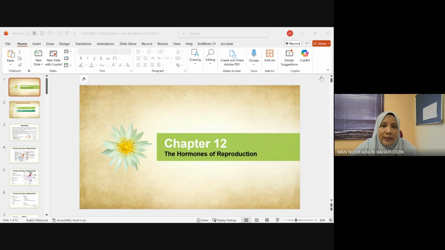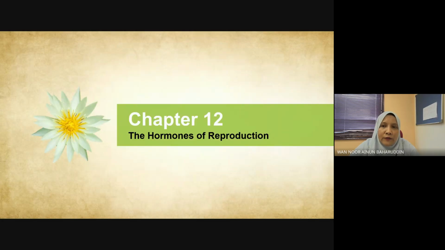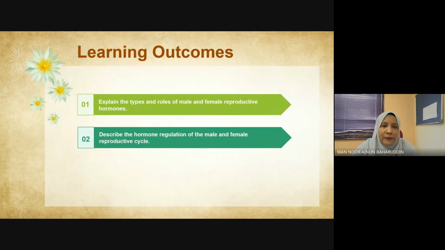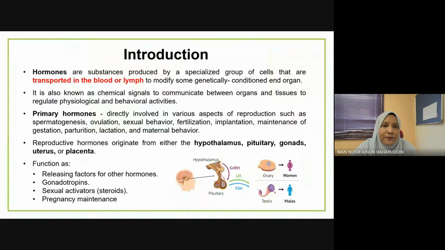We are now on the last chapter for Bio 565. So I would like to share all of those slides. Okay, for the hormones of reproduction, by the end of this chapter, you should be able to explain the types and roles of male and female reproductive hormones, and to describe the hormonal regulation for the female and male reproductive cycle. So then you would be able to differentiate between hormonal regulation in male and female.